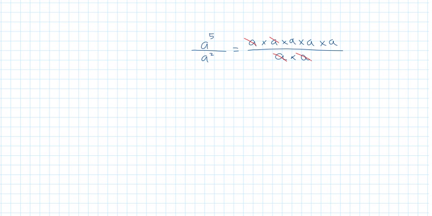What's a divided by a? What's 10 divided by 10? What's 5 divided by 5? 1. What's 7 divided by 7? 1. Anything divided by itself is 1. So that's why a letter divided by itself is gone. It's 1, so I can eliminate it. So how many a's do I have left on the top? 3, and they're all multiplied together, so that's the same thing as writing a to the power of 3.